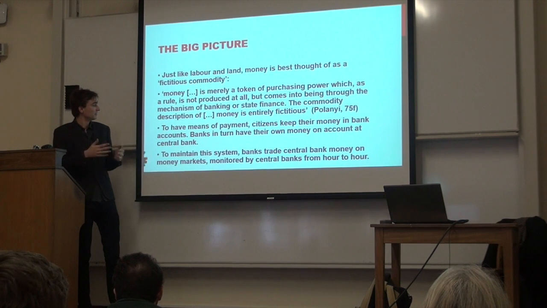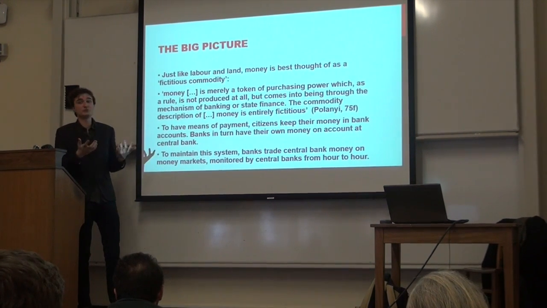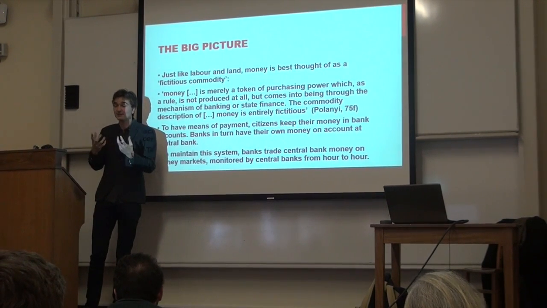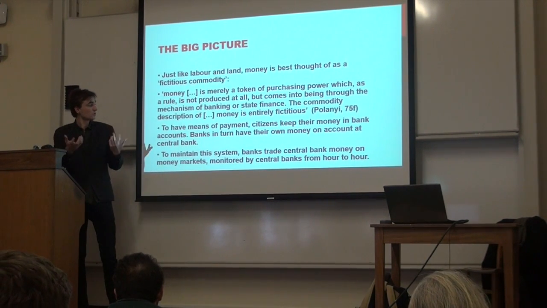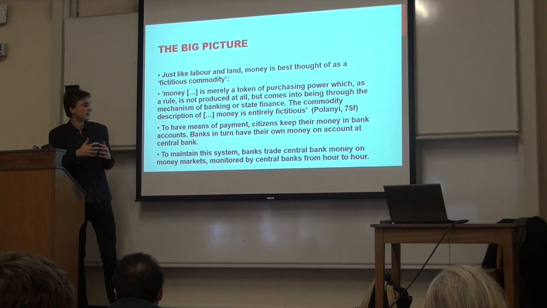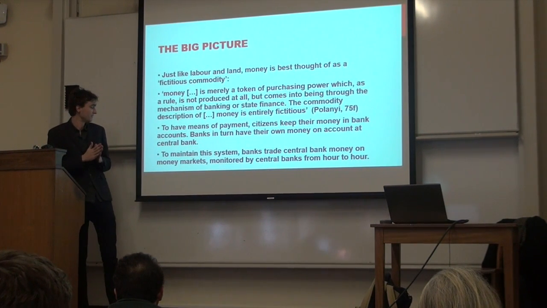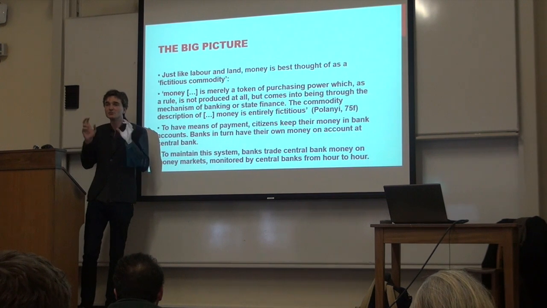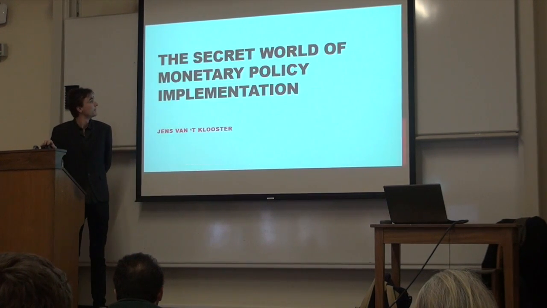And I will bring this out by showing that to have a means of payment, citizens keep their money in bank accounts, and banks in turn have their own money on accounts at the central bank. And rather than thinking of this as a commodity, as a good that's fixed and somehow subject to scarcity and supply and demand, I think it's important to look at monetary policy implementation, where you see that to maintain the system, banks trade central bank money on money markets under very close hour-to-hour scrutiny of central bank monetary authorities.